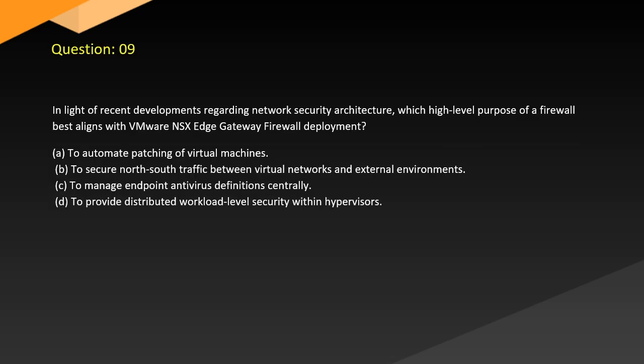Question 9. In light of recent developments regarding network security architecture, which high-level purpose of the firewall best aligns with VMware NSX Edge Gateway Firewall deployment? A. To automate patching of virtual machines. B. To secure north-south traffic between virtual networks and external environments. C. To manage endpoint antivirus definitions centrally. D. To provide distributed workload-level security within hypervisors.